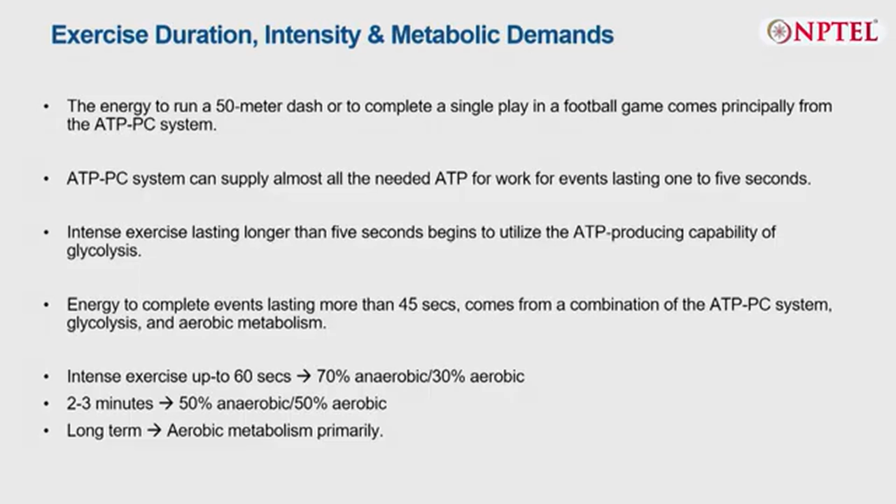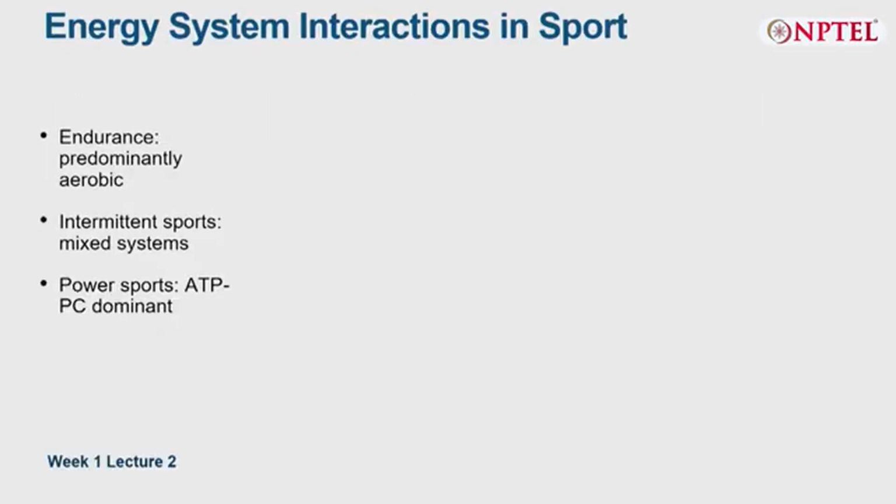Intense exercise up to 60 seconds is 70% anaerobic and 30% aerobic. At 2 to 3 minutes, it is 50% anaerobic and 50% aerobic. Long-term aerobic metabolism is the primary fuel for giving you energy.